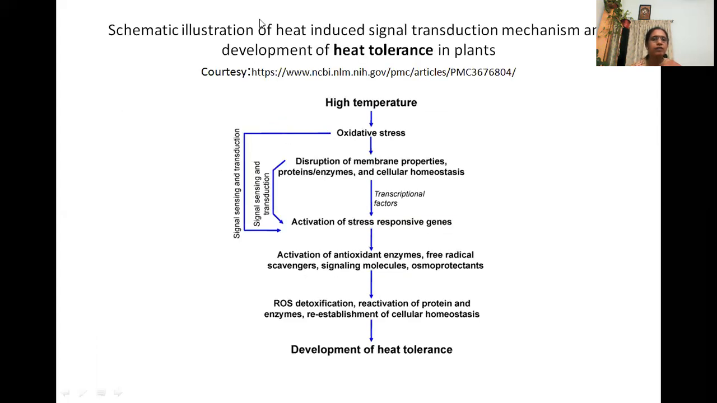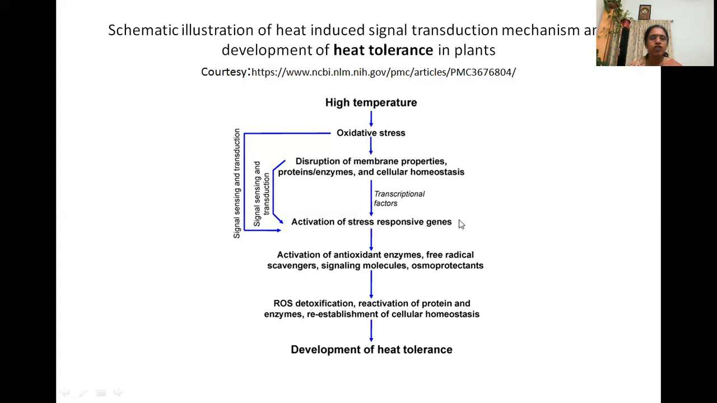And this is the schematic illustration of the heat induced signal transduction mechanism and how the heat tolerance is developed in the plants. So high temperature leads to oxidative stress. There is oxidative stress due to high temperature, and this results in disruption of membrane properties and then protein enzymes and cellular homeostasis. And there are transcriptional factors which actually help in activation of stress responsive genes.